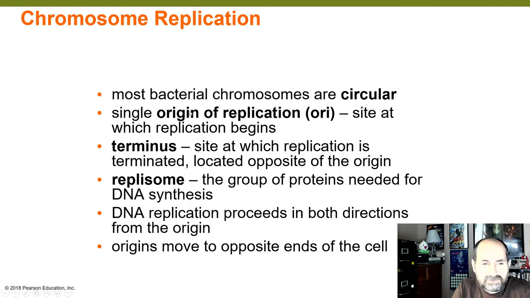Now, how does the DNA replicate? Recall that you have one bacterial chromosome that's circularized, and there's one point where DNA replication begins, and only one point, called the origin of replication, or ORI. This replication continues until the terminus site, which is the site at which replication is terminated.